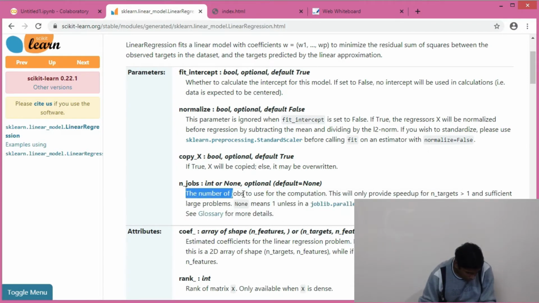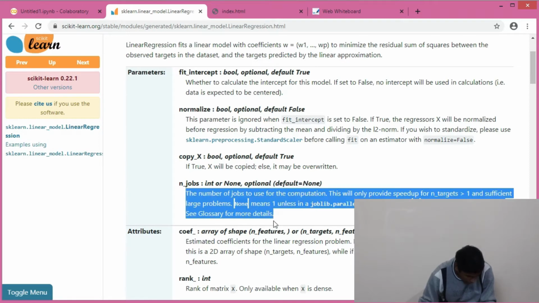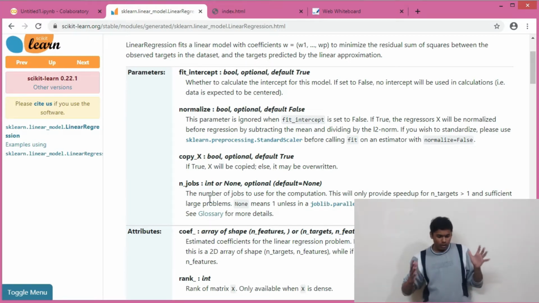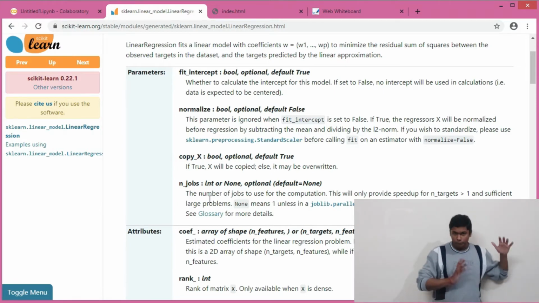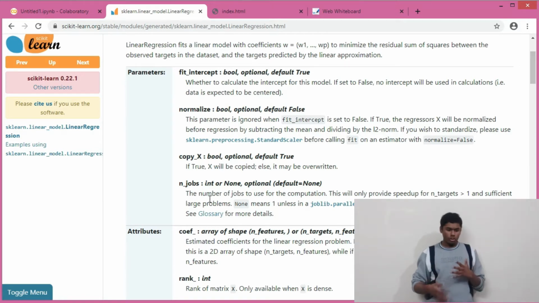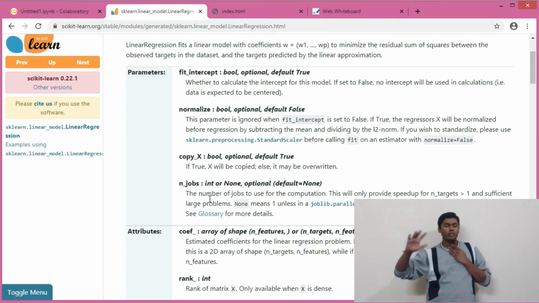Inside n jobs, it is how many jobs or processes you want to run at the backend. I have a processor, and that processor is quite capable. Let's say you have an i5 or an i7 processor. I don't think you are on i3, but even if you are, it's fine. You can do linear regression on that, but make sure it's just linear regression, because if you do that on neural networks, you will probably regret it. Not because the computer will break down, but because it will be really slow.